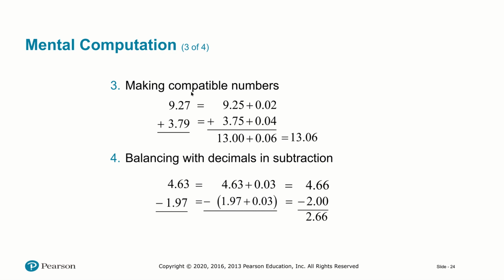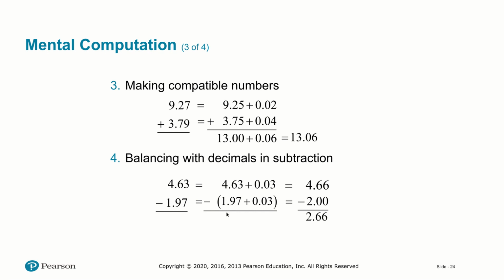Here's another method we already saw with whole numbers as well, making compatible numbers, like 9.27 and 3.75. I know that a nice number close to that is 9.25, and a nice number close to 3.79 is 3.75. Now, those two can easily be added to give us 13, and then we just have to take care of that sum, which is 0.06, so we get 13.06.